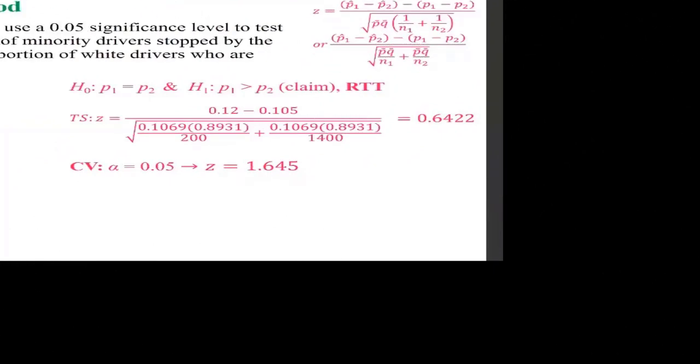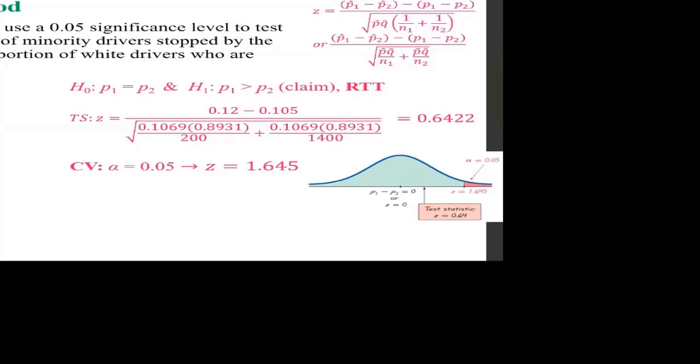Where does this number 0.6422 belong? Here, it's on the left side. It's way into the non-rejection region. So according to this data, we fail to reject H0. And therefore, if we don't reject H0, we reject the claim, and the claim becomes false. Decision: A, fail to reject H0. B, the claim is false. C, there is not sufficient evidence to support the claim that the proportion of minority drivers stopped by police is greater than that for white drivers. This does not mean that racial profiling has been disproved. The evidence might be strong enough with more data.